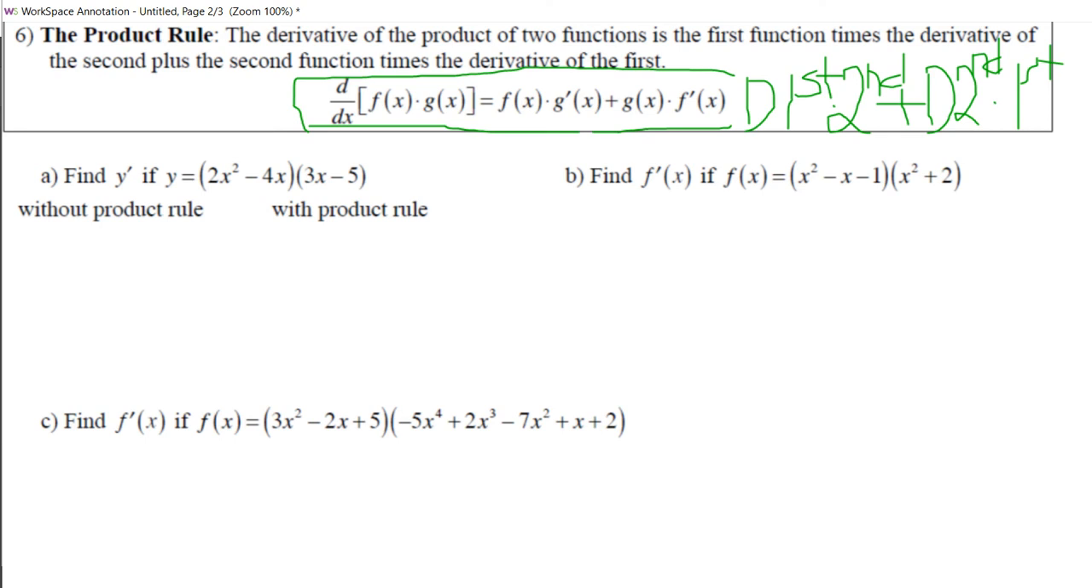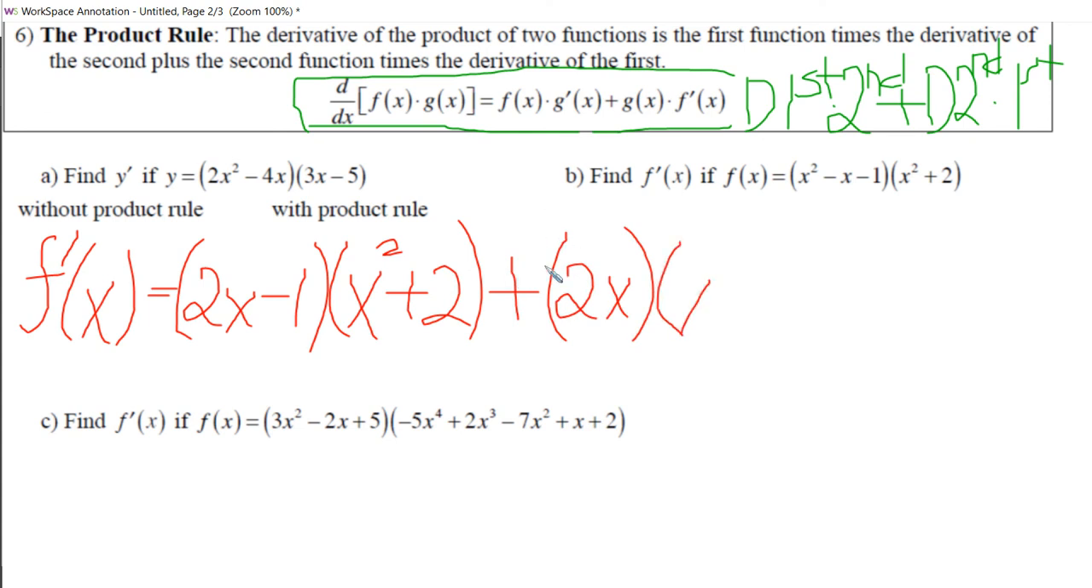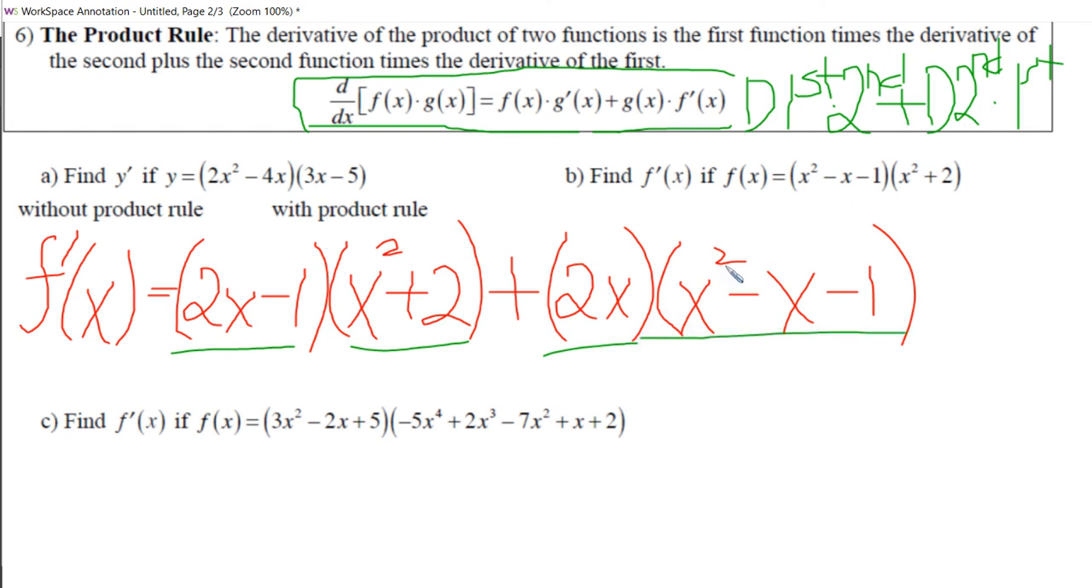When you come back to it, this is what you should have gotten on part B. So derivative of the first one is 2x minus 1, times the second one as it is, plus derivative of the second one, which is 2x, times the first one as it is. So let's highlight that one more time. Derivative of the first one, 2x minus 1, times the second one as it is. Derivative of the second parentheses times the first parentheses as it is.